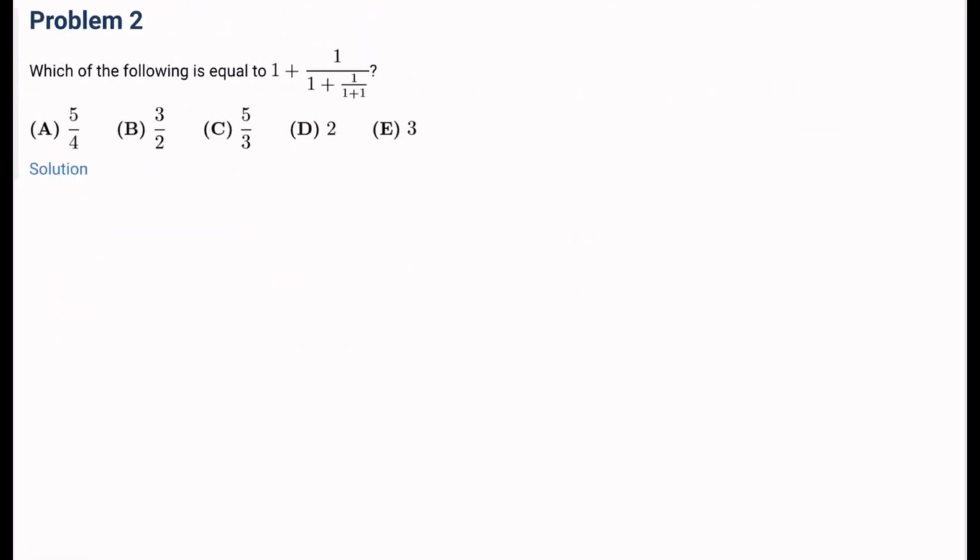Number 2, which of the following is equal to this? Okay, so let's just do this step by step. This is 1/2, so 1 plus 1/2 is going to be 3 over 2, and then that over 1, that's going to be 2 over 3, and so 1 plus 2 over 3 is going to become 5 over 3, right? So 5 over 3 is the answer.